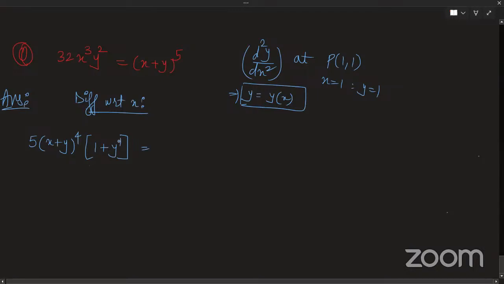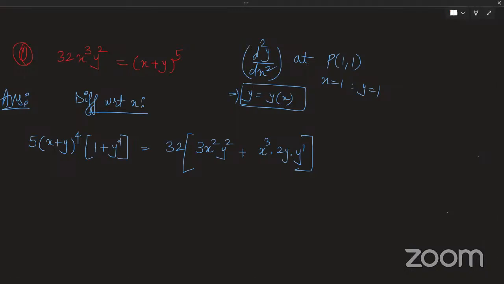Now about your left hand side, 32. Now you have product of two functions. So take the first function into the second as it is, plus the other way around. Fine. This is what you have.